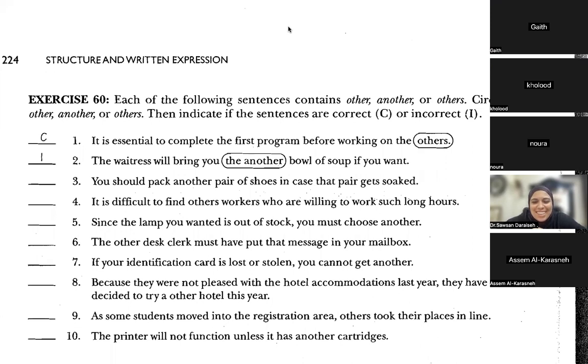Go ahead. I want to pick number 3. All right. You should pack another pair of shoes in case that pair gets soaked. Soaked with water, Dr. Ghaith. That's what it means. Soaked, like, in Arabic, we say soaked with water, submerged in water. That's what it really means. All right? Another pair of shoes, I think it's okay.